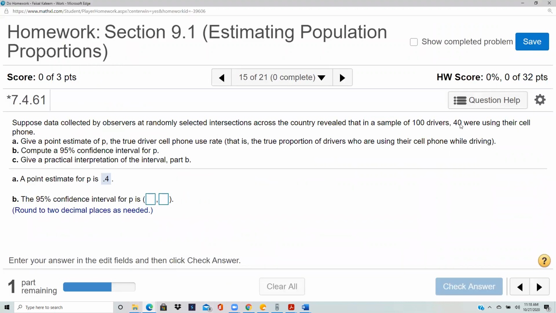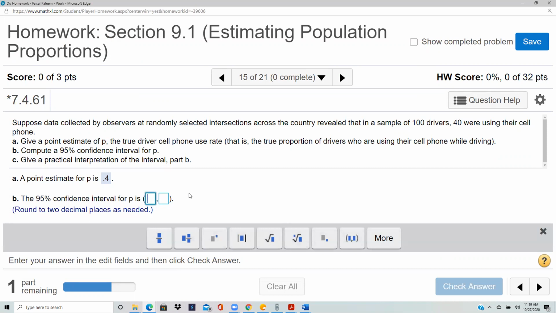Yeah, you were using 40 cell phones out of 100. So we put 40 for the successes and 100 for the observations. 0.304 and 0.496, was it? Okay, so to 2 decimal places, it should be 0.3. 0.496 will be 0.5.